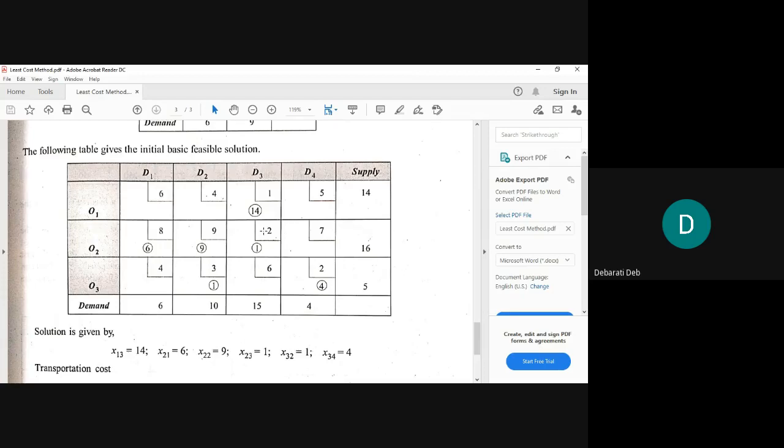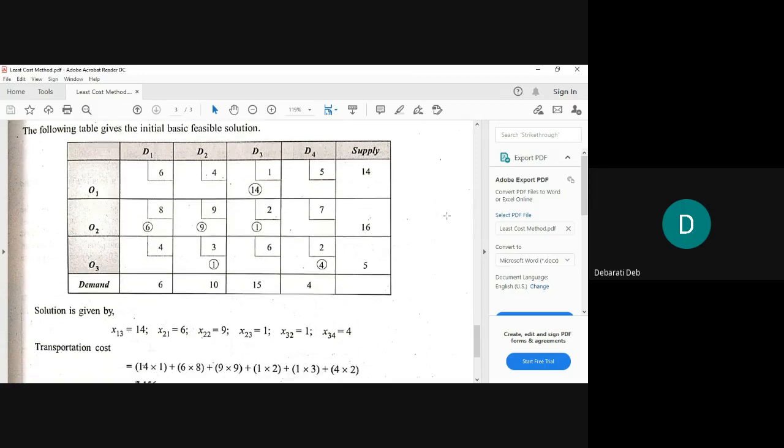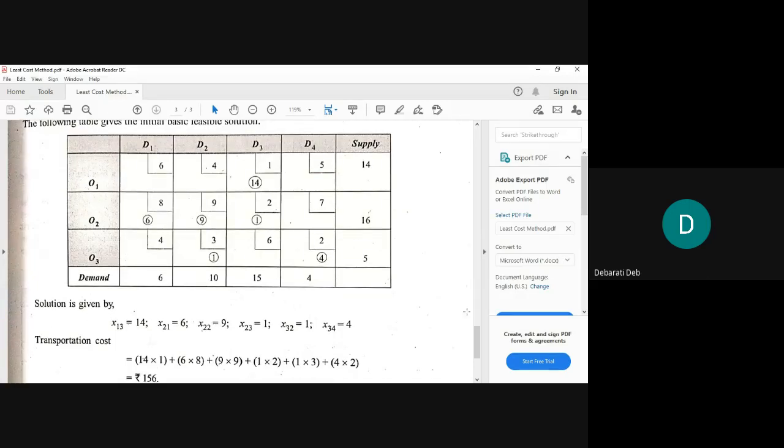So have you done the final table, having all the allocations in a single table? Then you will calculate the total transportation cost. The method of calculating the total transportation cost is that you go on multiplying the allocations with the costs present in those cells, and you go on adding those multiplication values. So it will be 14 into 1 plus 6 into 8 plus 9 into 9 plus 1 into 2 plus 1 into 3 plus 4 into 2. Do it and see whether you are getting 156 or not.